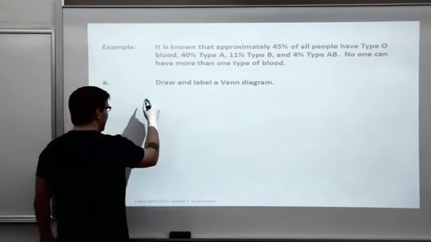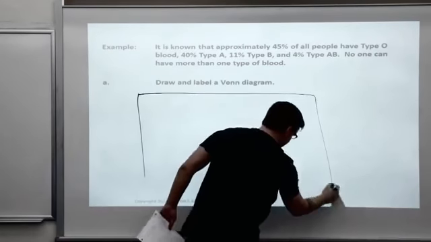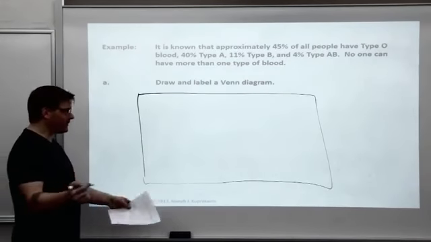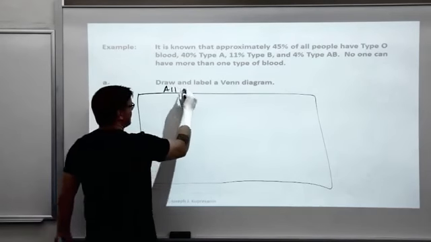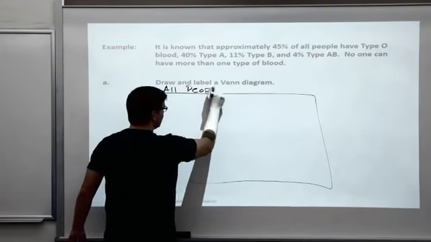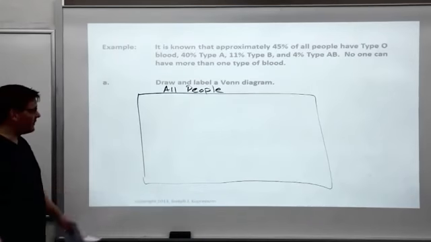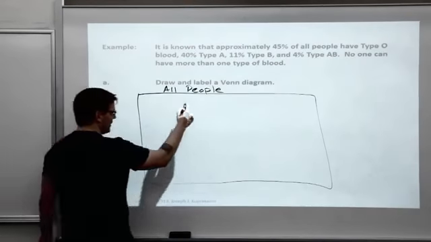These are 4 disjoint events in this probability experiment. Draw and label the Venn diagram. Always put the big rectangle. This is sort of the universe, the whole sample space, and I like to label it up here at the top. This is just all people. That'd be 100% of the probability. Now, I'm not going to draw the circles this time. I'm going to sort of just carve this up.